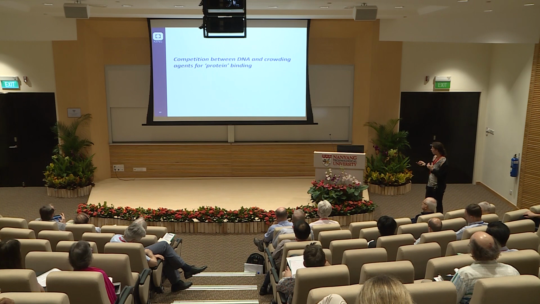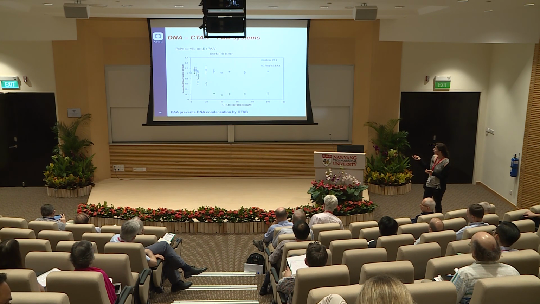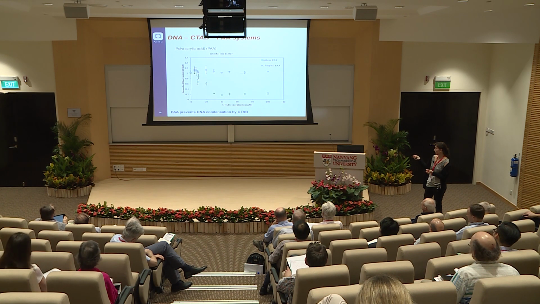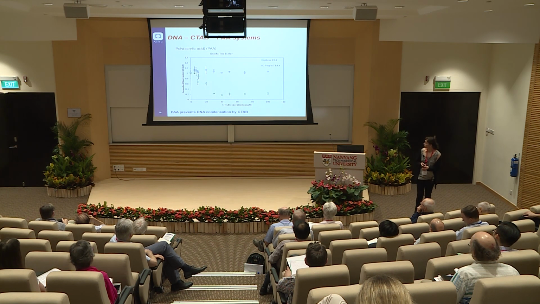We started by looking at what happens if we use a negatively charged polymer, so we just used PAA. This is the plot with DNA and CTAB again, and here is when we add 25 milligrams per milliliter of PAA. It doesn't condense at all. That wasn't surprising, and there have even been some simulations done on this. So PAA prevents DNA condensation by CTAB.